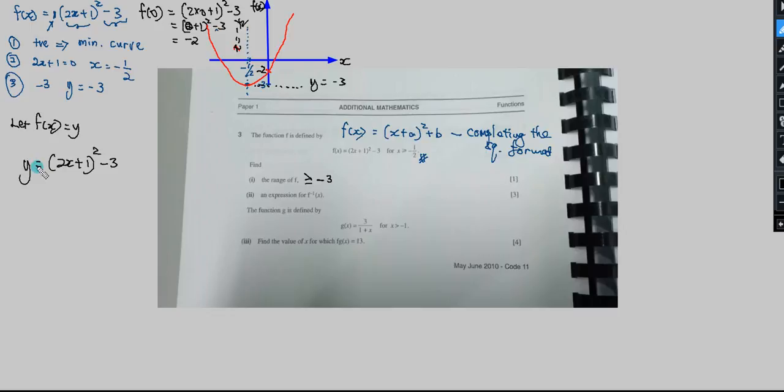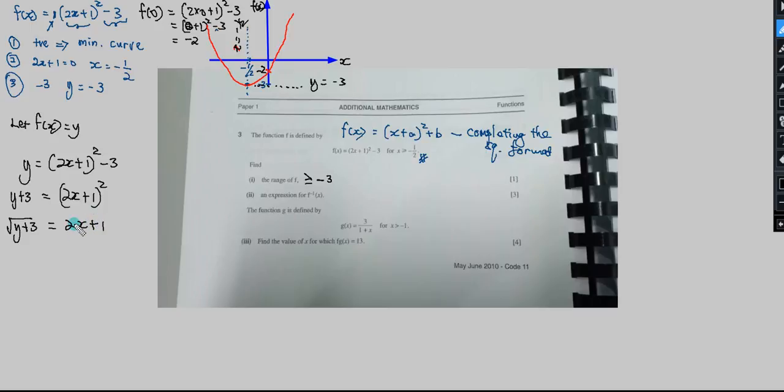In this case, y is the subject. But when you want to find the inverse function, then you have to make x the subject. Now, how do you do this? Move the minus 3 over to the left hand side. So it's y plus 3 equal to (2x plus 1) squared. To get 2x plus 1, I have to square root this. Then you get 2x plus 1.